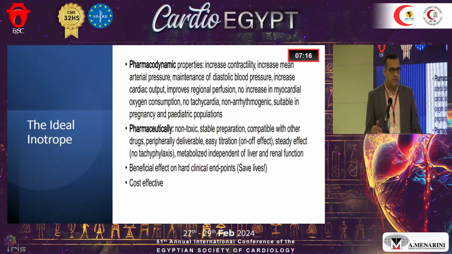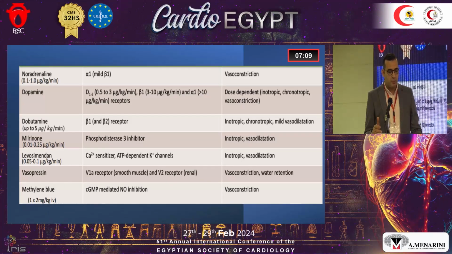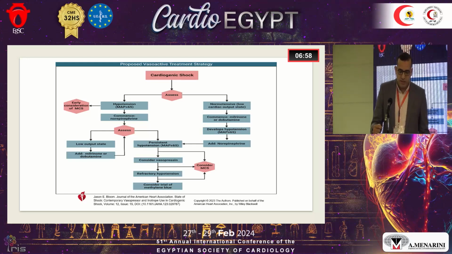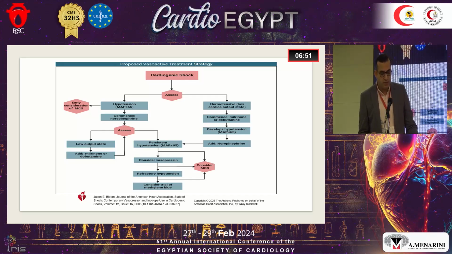Which drug? Of course, there is no drug that carries all these criteria till now. The available drugs are noradrenaline, dopamine, dobutamine, milrinone, vasopressin, and methylene blue, and they will be discussed in detail in the next presentation. Simply, how to initiate medical therapy in patients with cardiac shock: assess first whether the patient is normotensive or hypotensive. If normotensive, we start with dobutamine or milrinone. If hypotensive, we start with norepinephrine.